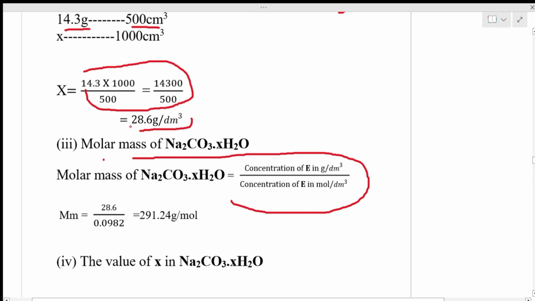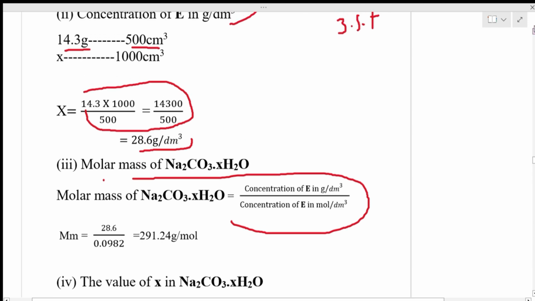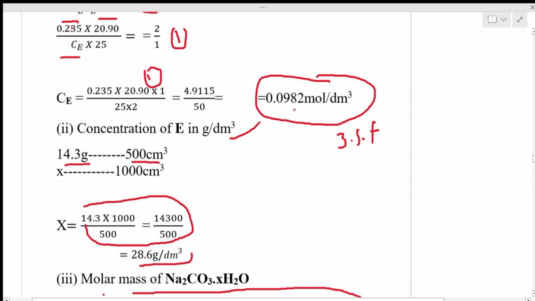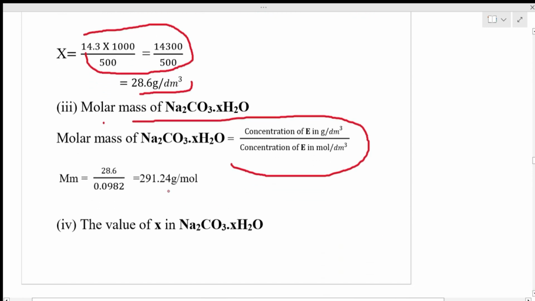My concentration of E in gram per DMQ is 28.6 gram per DMQ divided by my value. Remember, the value I got up is 0.0982 mole per DMQ. I'm going to put it there, so I have 291.24 gram per mole. Student, take notes so that you don't miss details. For you to score, you need to have a correct unit, which is gram per mole. Remember, anytime you're working with molar mass, it is gram per mole, and they will give you a full mark.